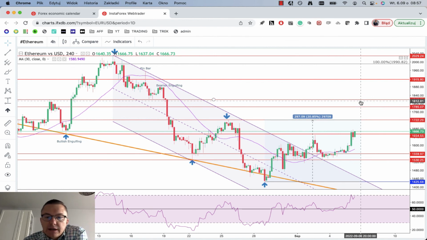Targets are on chart. Let's find out if this market will do what we expect it to do according to our scenario. That's everything from me for today.